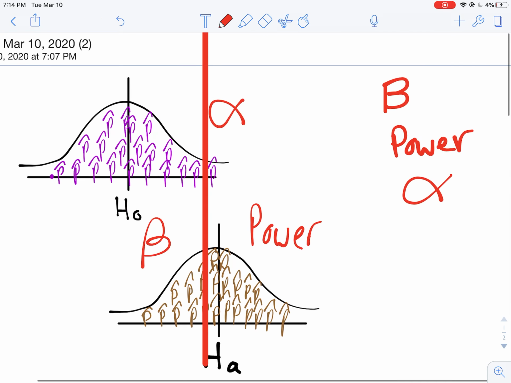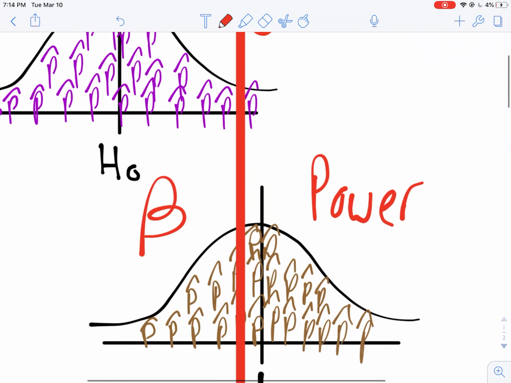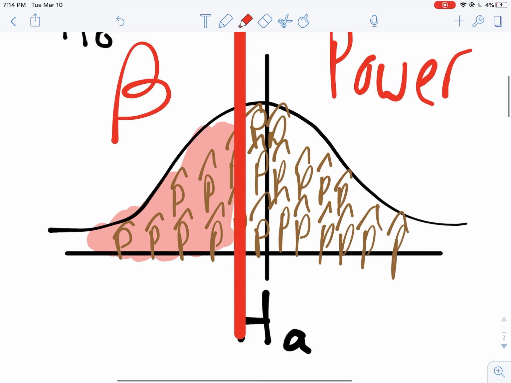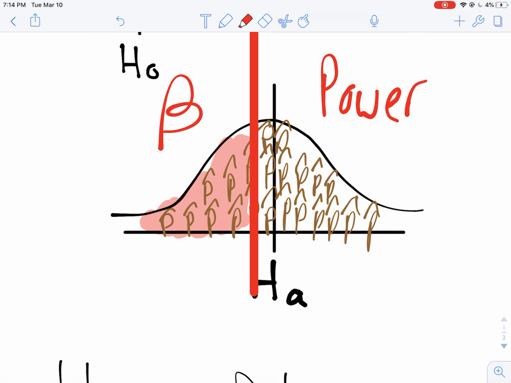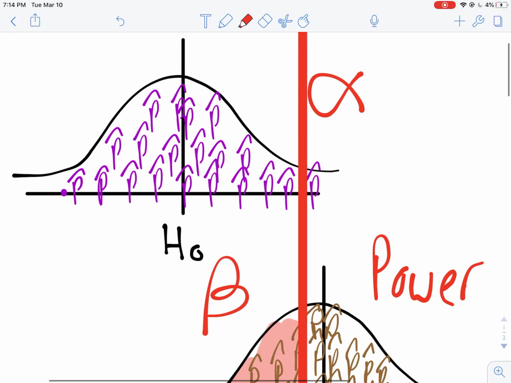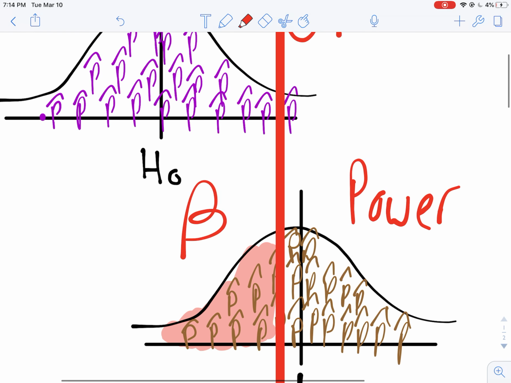Now, what is that? What beta represents is the probability of not rejecting your null when you should. So down here, these are all the statistics within this actual parameter, within this sampling distribution, that'll cause you to reject your null hypothesis when you really shouldn't. So that can be a bit dangerous.